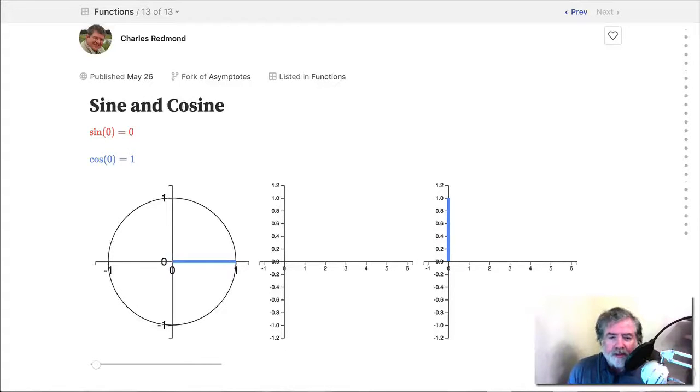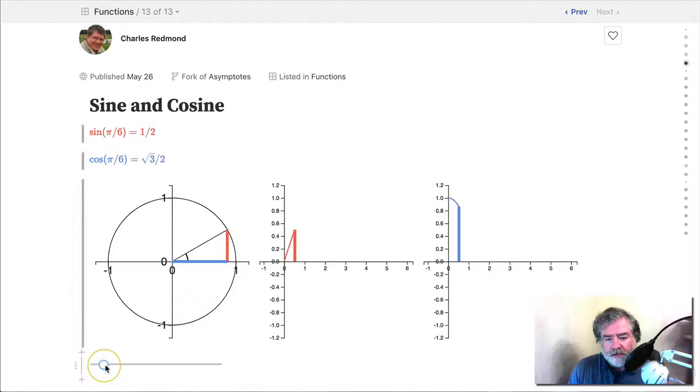Now here's one that I could definitely use if I have to teach some trigonometry again in the future. So what we have here is the unit circle, and we'll take a look at that first. And we have a slider here, and the slider will let you change the angle from 0 all the way up to 2 pi. So I'll do that to let you see what happens here.